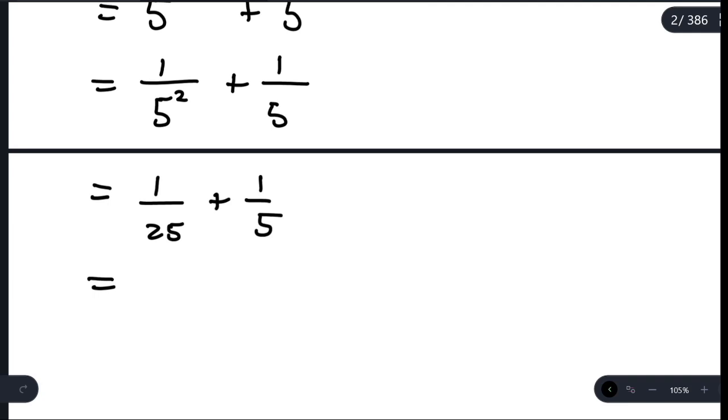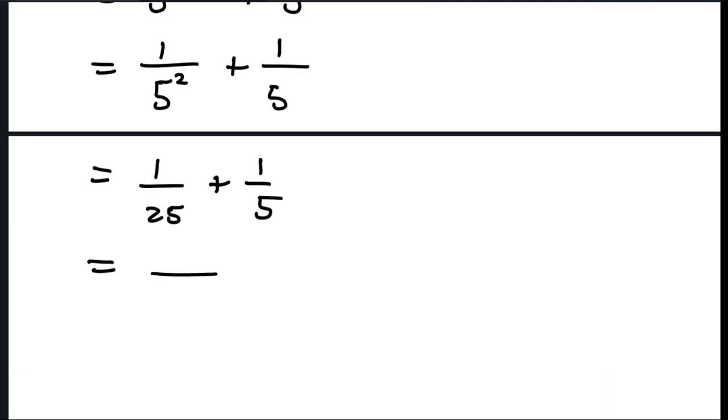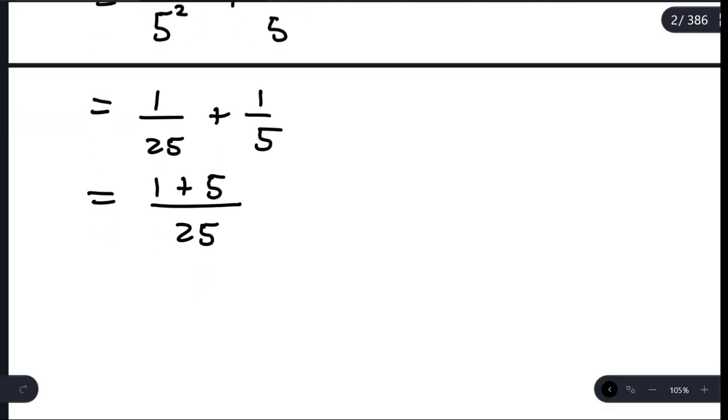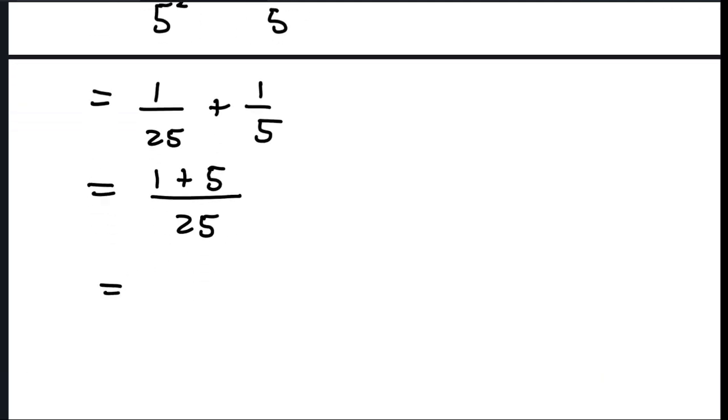What's the LCM of 25 and 5? It is 25. So 25 into 25 is 1, and 1 times 1 here is 1. Then plus 5 into 25 is 5, and 5 times 1 is 5. So when you add the numerators, 1 plus 5 is 6, then over 25. And this right here is your final answer.